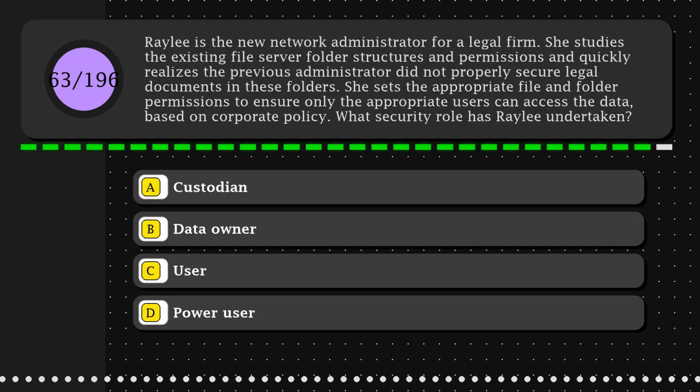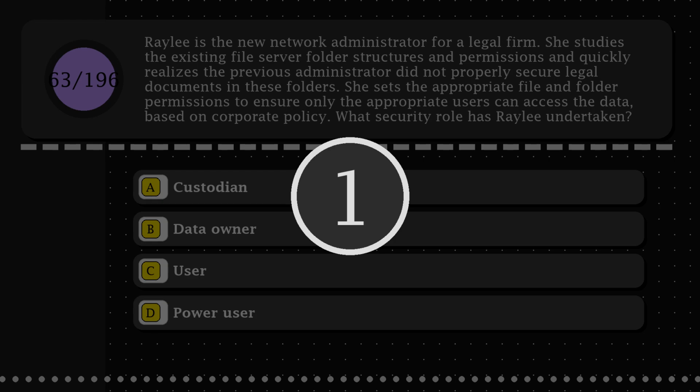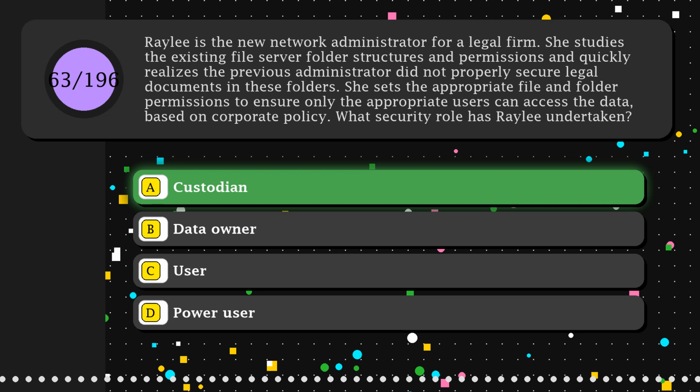Question 63. Rayleigh is the new network administrator for a legal firm. She studies the existing file server folder structures and permissions and quickly realizes the previous administrator did not properly secure legal documents in these folders. She sets the appropriate file and folder permissions to ensure only the appropriate users can access the data, based on corporate policy. What security role has Rayleigh undertaken? Option A, custodian. Option B, data owner. Option C, user. Option D, power user. The correct answer is option A, custodian.